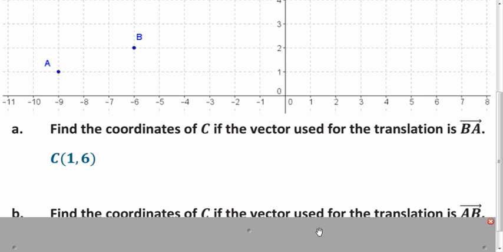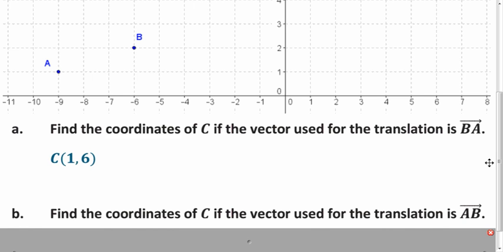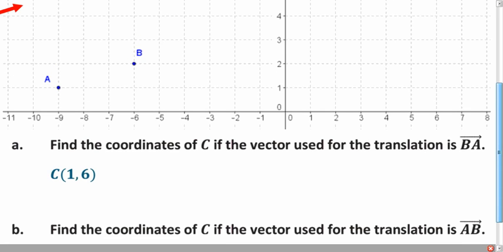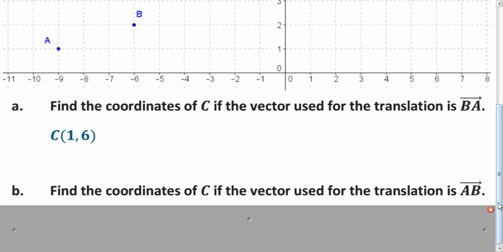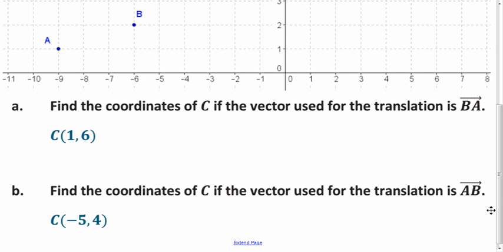Now what if we had used the same distance but the other direction? What if we had used vector AB? So if we use vector AB instead, that means we're starting at A, going towards B. So it'd be this vector. And so if C prime is the image under that translation, you have the point (-5, 4). So the direction is important in a translation.